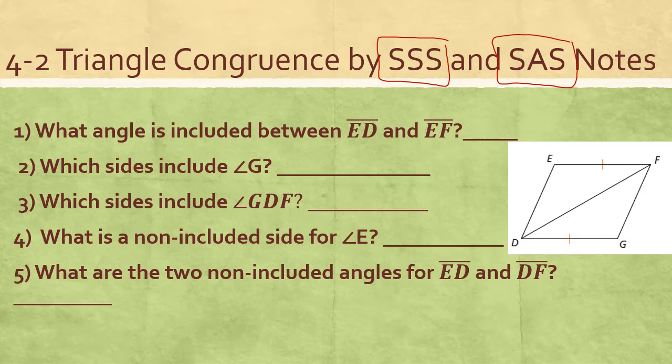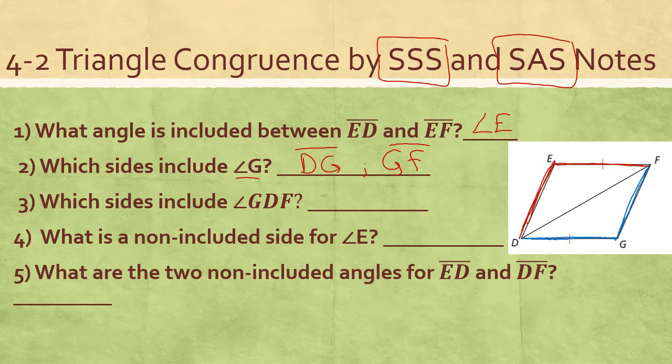What angle is included between segment ED, so ED is right here, and EF? Well, that would be, in this case, angle E. Okay, so on here, which sides include angle G? If I were to trace angle G, maybe in blue, here's angle G. Which sides make angle G? I hope it's clear that that would be the side DG and the side GF. Notice I'm not marking them congruent or anything, I'm just labeling them.